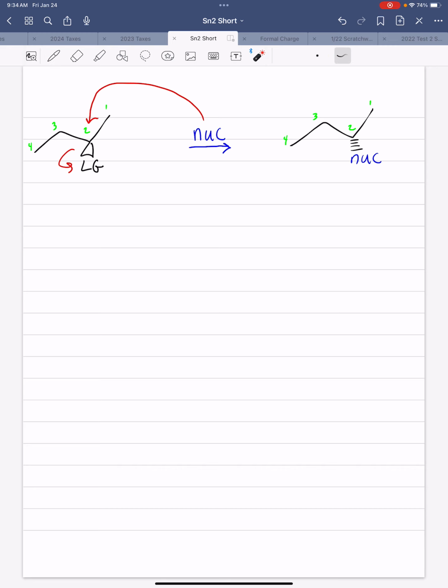So, the nucleophile takes the place of the leaving group. Notice the inversion of stereochemistry from reactant to product. We're going to do 3 examples so we can see how this works.